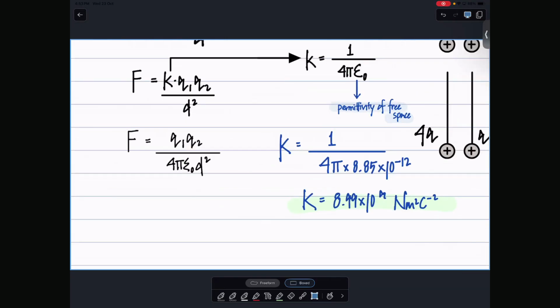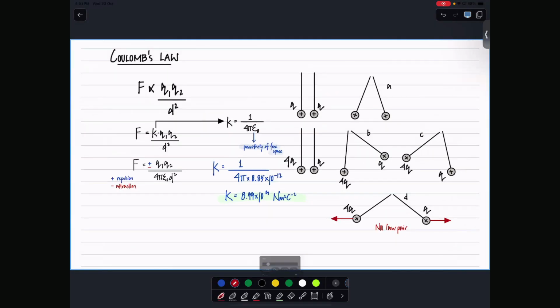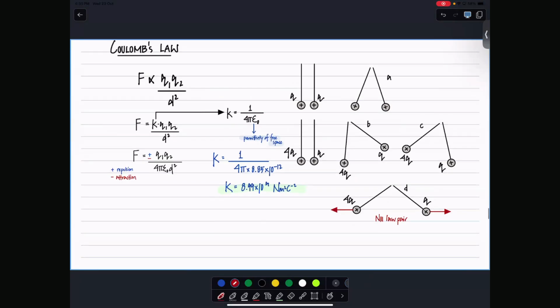Why both? Because if it is plus, what is happening? Repulsion. And if it is minus, what does that mean? Attraction. So if you do the math and you get a positive value, it means it's repulsion. And if you get a negative value, it means there's an attraction force here. So this is the Coulomb's law, and the formula is here.